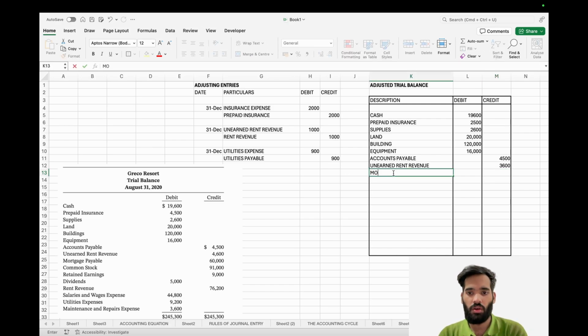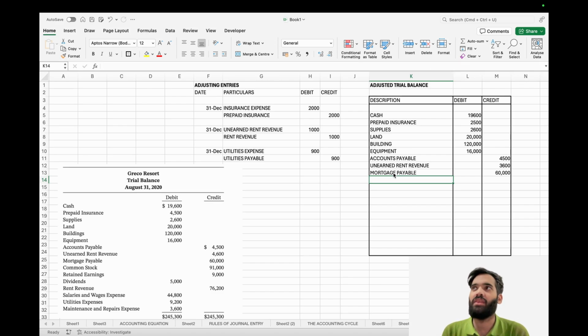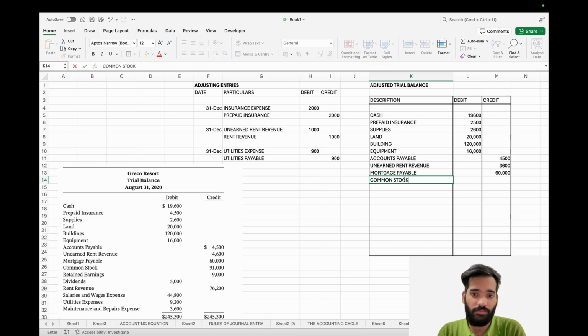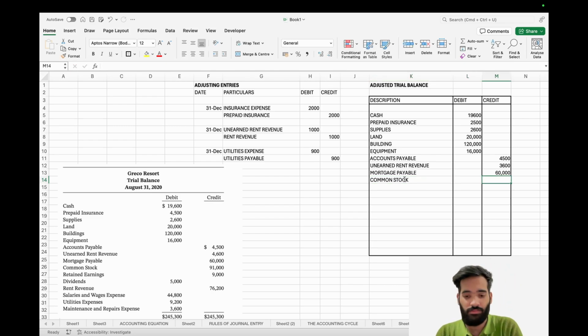Then we have mortgage payable, 60,000. If you haven't seen some of these accounts, ignore it. Not every liability is the same, but all of these liabilities are treated alike. If I say rent payable, salaries payable, utilities payable, mortgage payable, all of the expense payables are obviously the same thing. Mortgage payable can also be loan payable. All of these are liabilities that are treated the same way. Okay, then we have common stock, which amounts to 91,000.